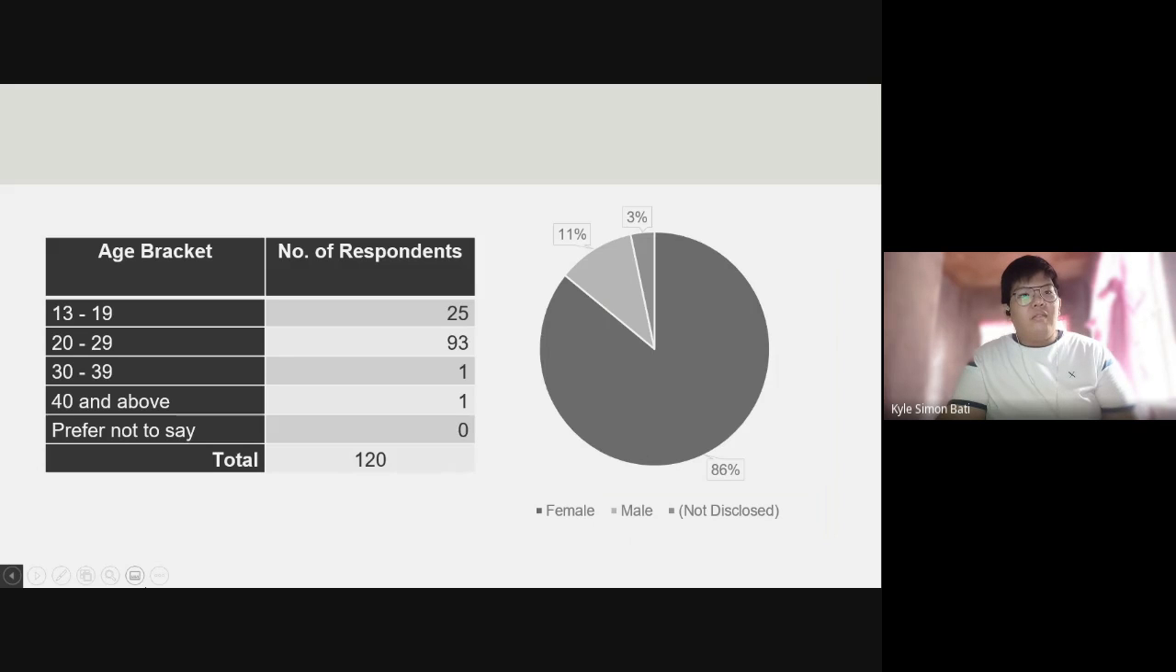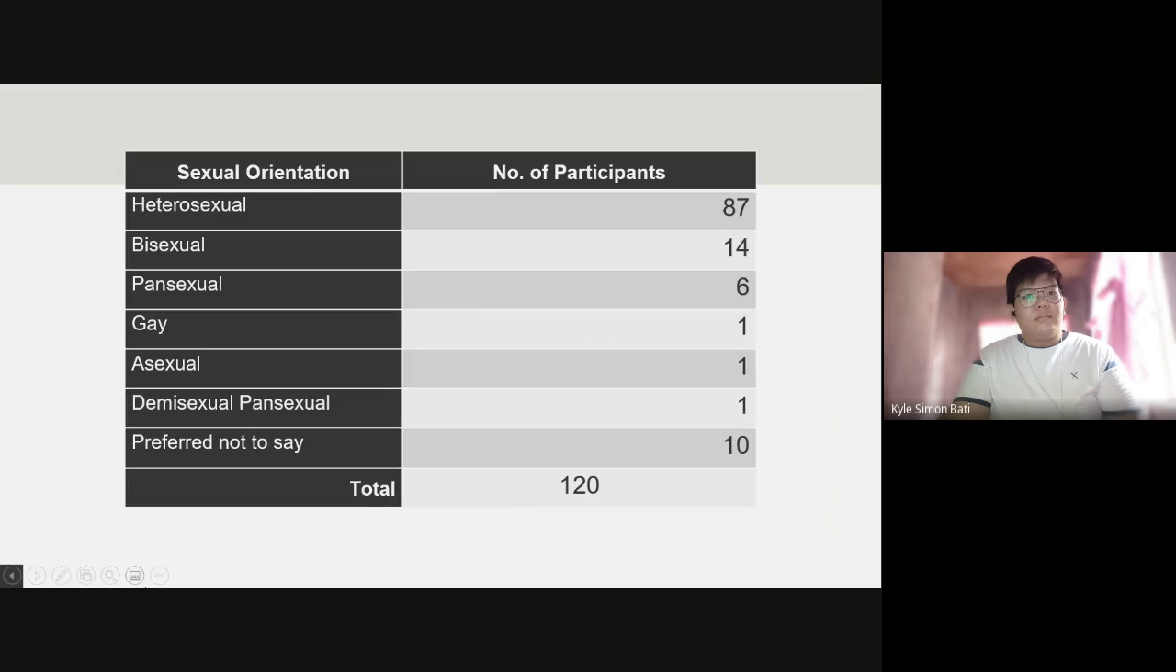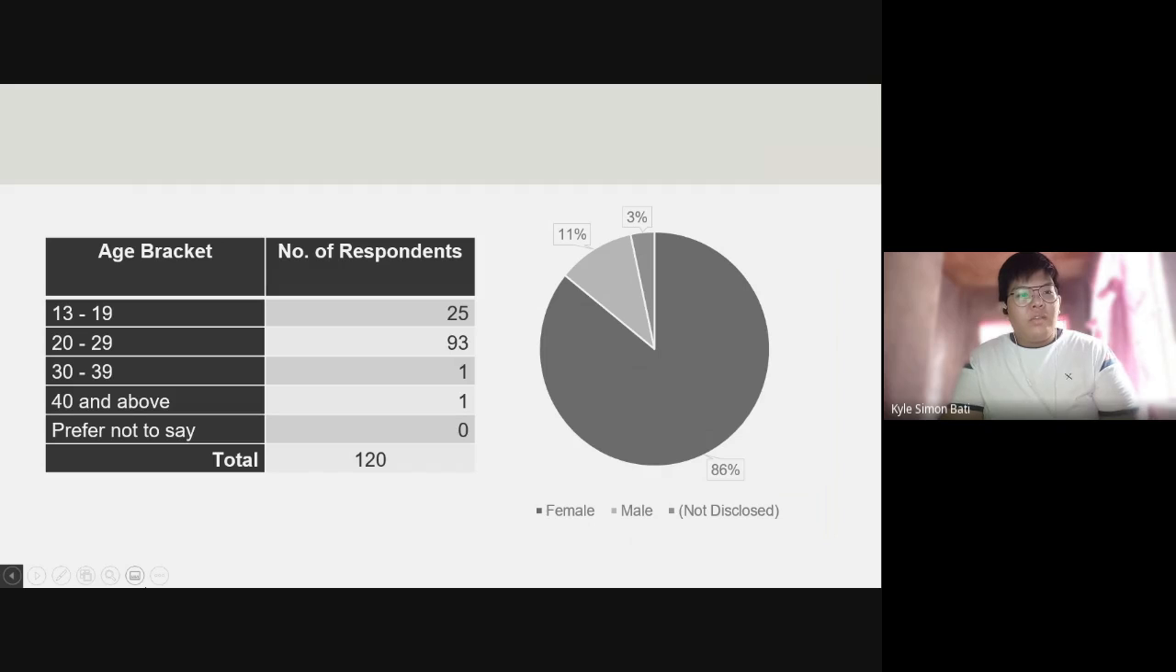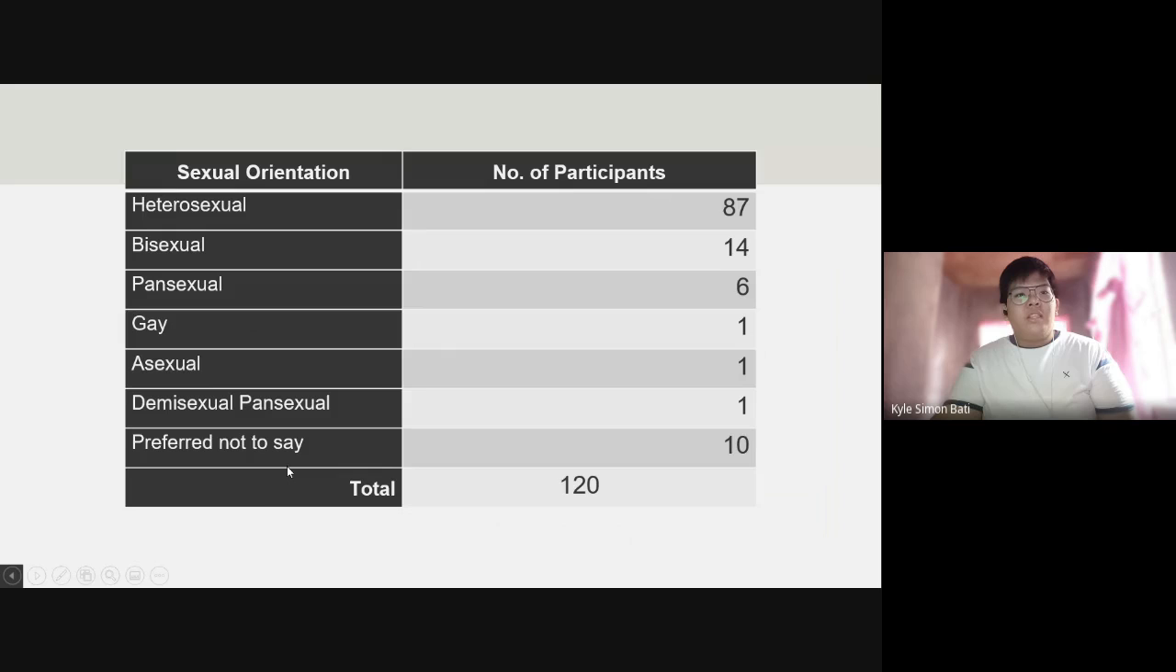Following that was the age category of 13 to 19 years old, which included 25 contestants. Finally, there is only one respondent for each category for those between the ages 30 and 39 and for those age 40 and up. Next slide, please. On the next graph, we could show, proceed to the next slide. On the next table, you could see the sexual orientation and their number of participants.